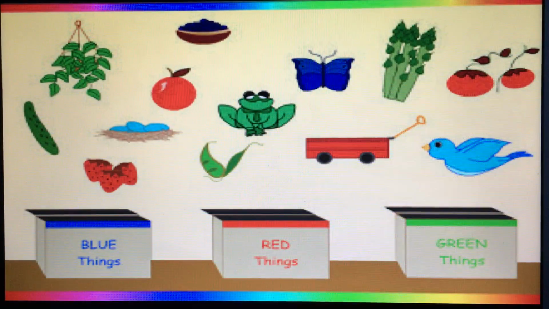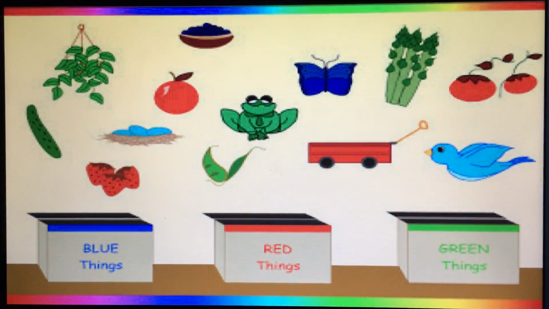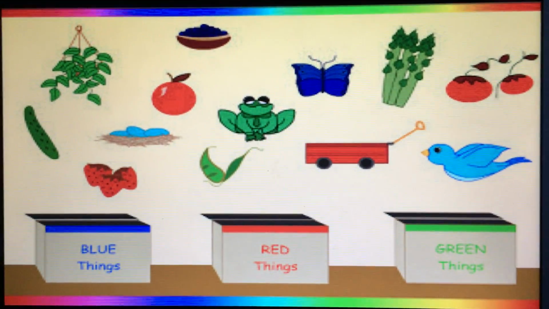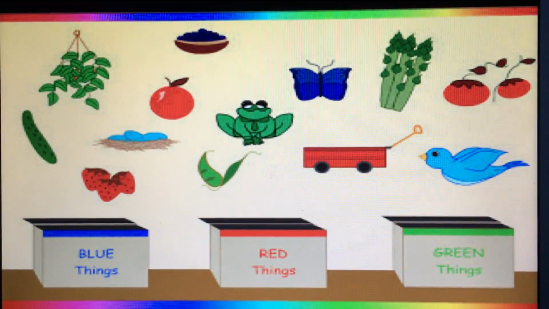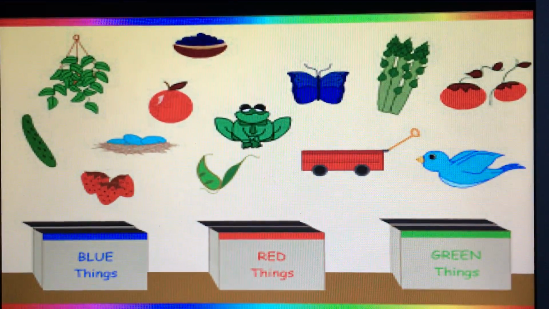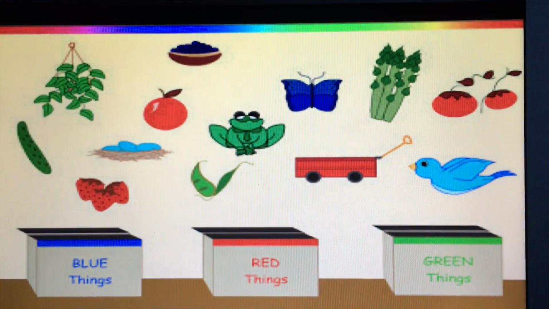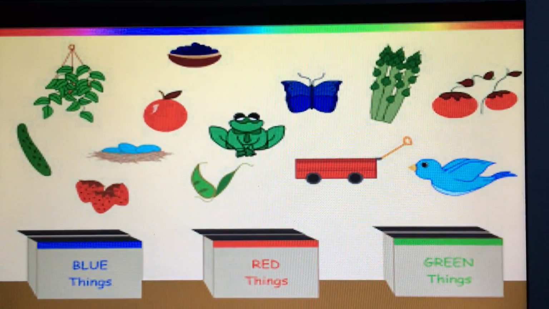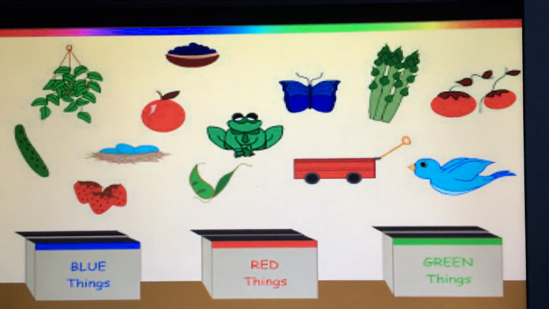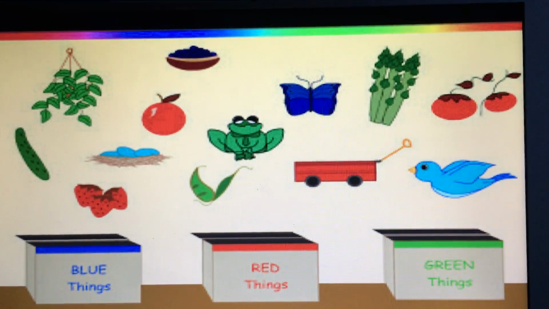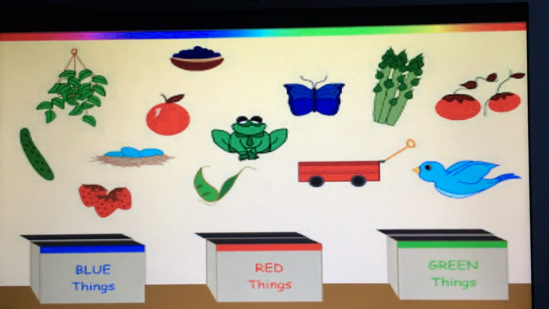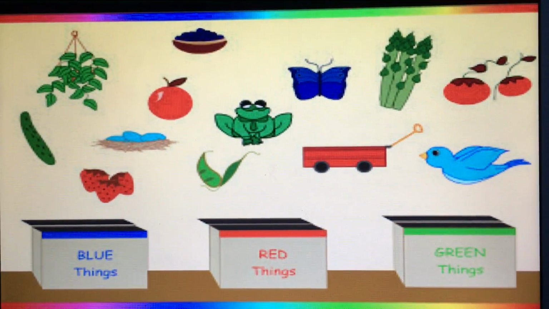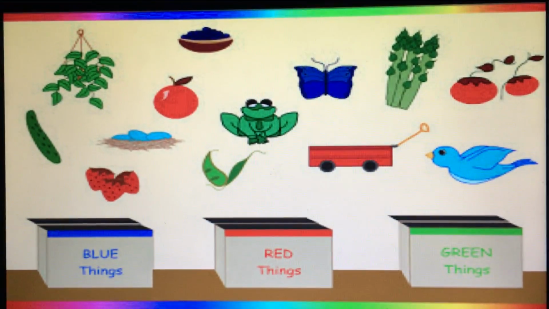Here's what the first worksheet will look like. I'll have the students cut out the items and paste them in the basket that they belong to. The blue things should all be grouped together, which include the eggs, the butterfly, the blueberries, and the bird, followed by the red things, which include the wagons, the strawberries, the apples, and lastly, the green things, which include the pickles, the leaves, and the celery. Students should be able to master this and have a basic understanding of how we group things together based on similarities.